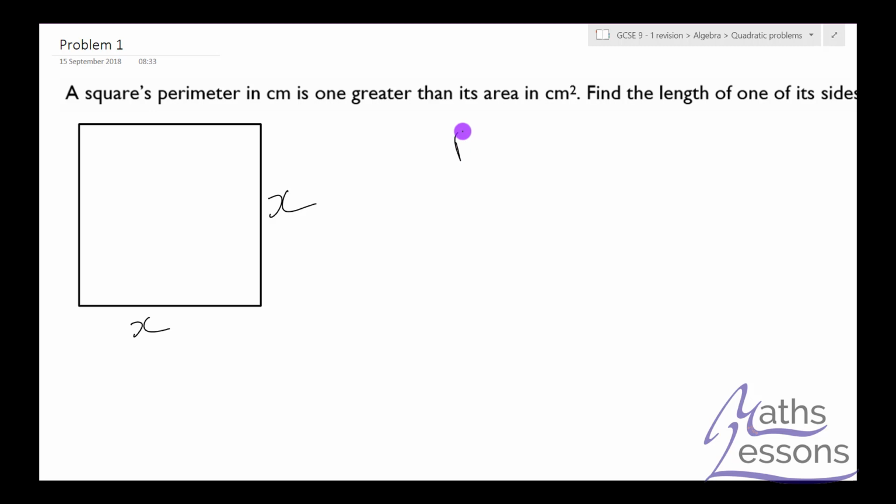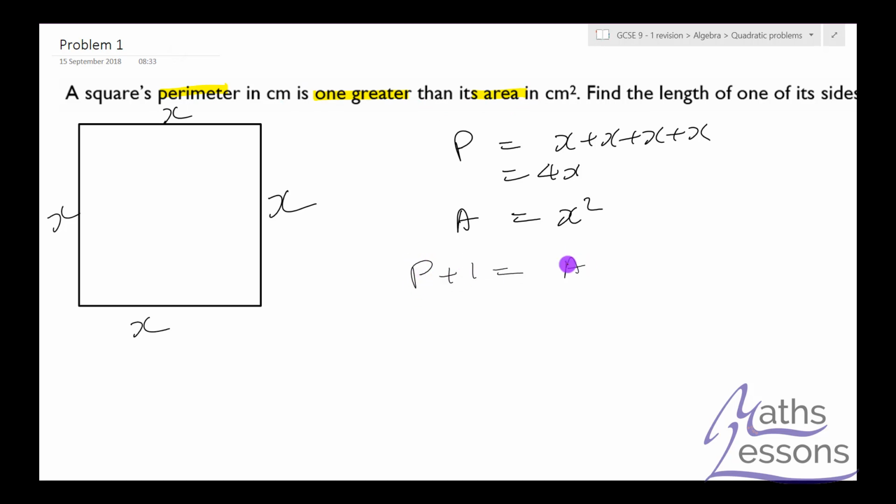We know the perimeter, I'm going to call it P, is going to be equal to x plus x plus x plus x. That's 4x, because going all the way around the outside, we have x's everywhere. And we know the area is going to be x times x, which gives us x squared. Now, as the question said, the perimeter is 1 centimetre greater than its area. So therefore P plus 1 will equal A.